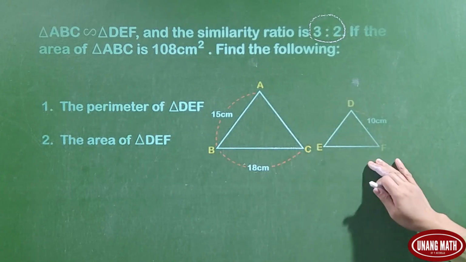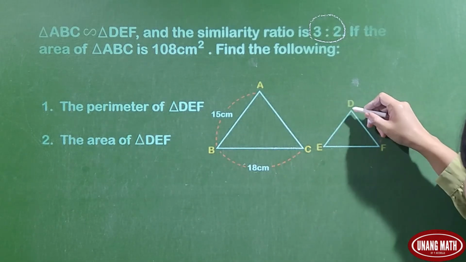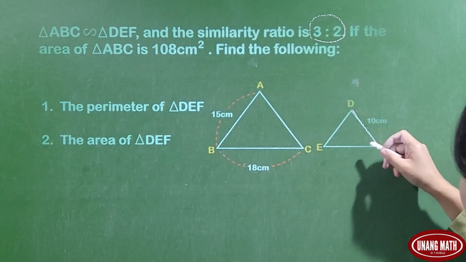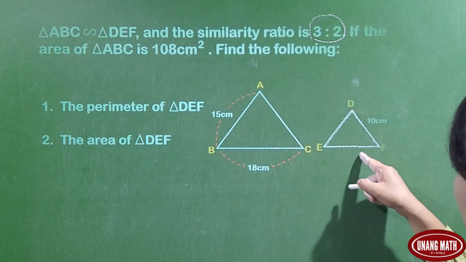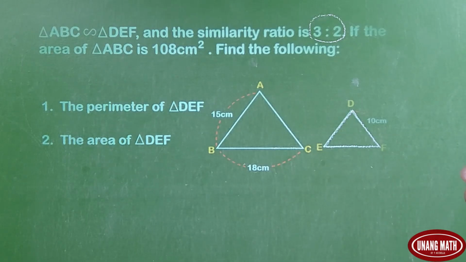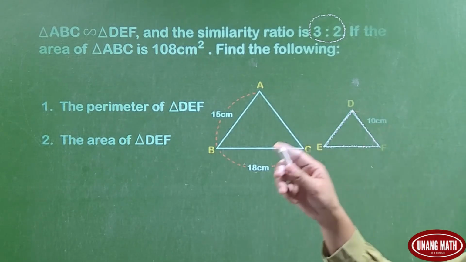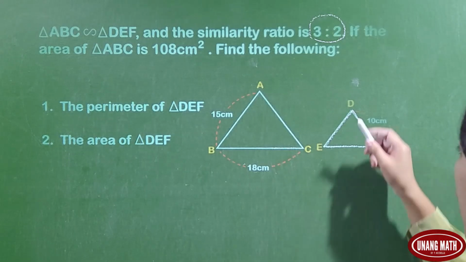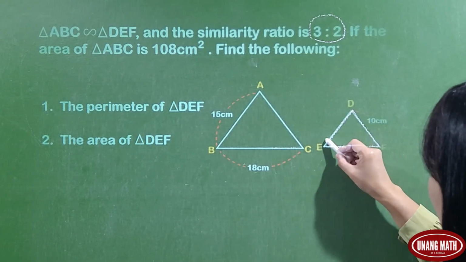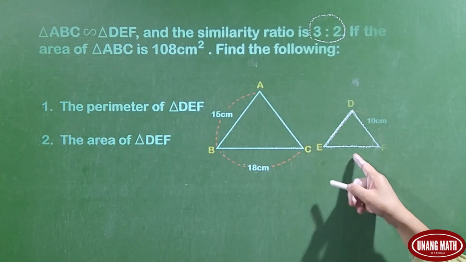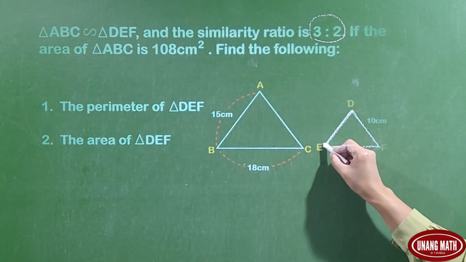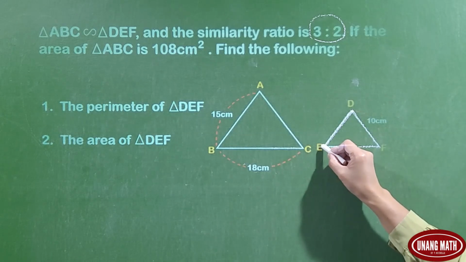So this triangle, DEF. We just know that this side is 10 centimeters. We don't know this side, and we also don't know the length of this side. To get the perimeter, we have to know the length of each side. Okay, first, let's find the length of this side of this triangle. So what would be the length of this side?